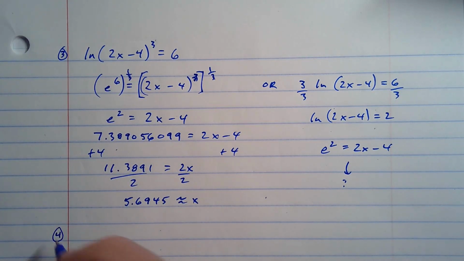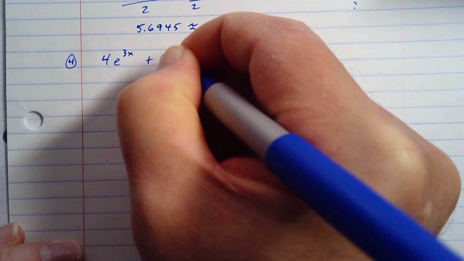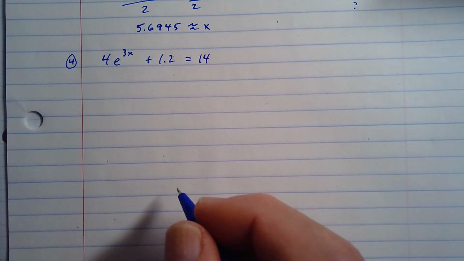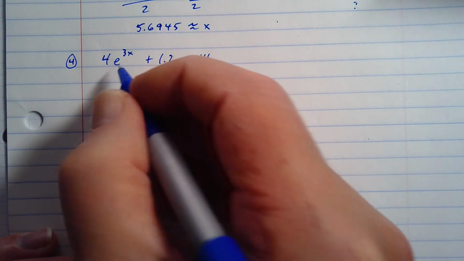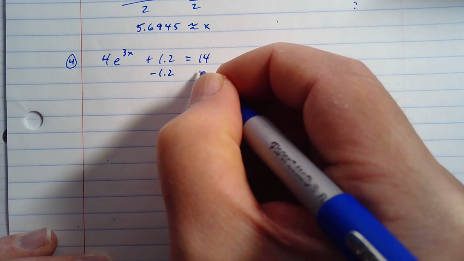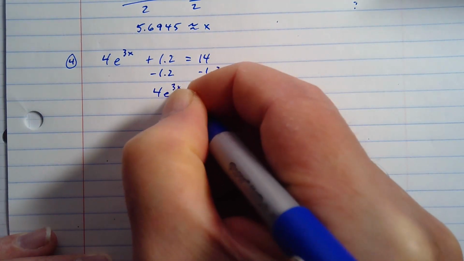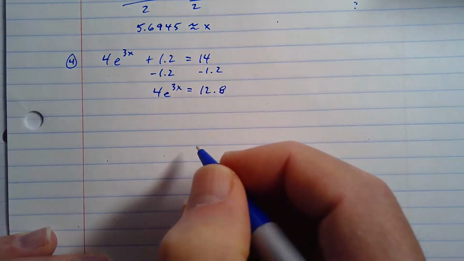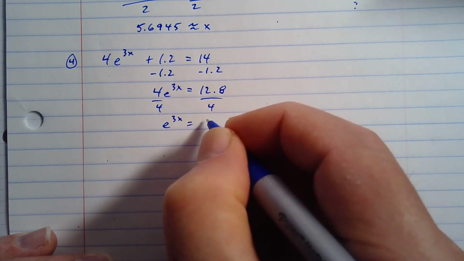All right, two more. Here's the fourth one here. So we're given 4e to the 3x plus a 1.2 equals 14, and asked to solve this equation. So we're going to end up using natural logs when we get to that point, but first I want to do my normal reverse PEMDAS and get rid of this 1.2. So I'm going to subtract 1.2 from both sides. I get 4e to the 3x equals 12.8. Then I'm going to divide away the 4. I'm going to get e to the 3x then equals 3.2.